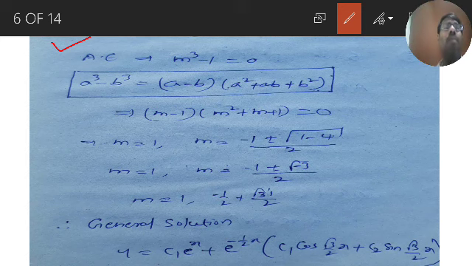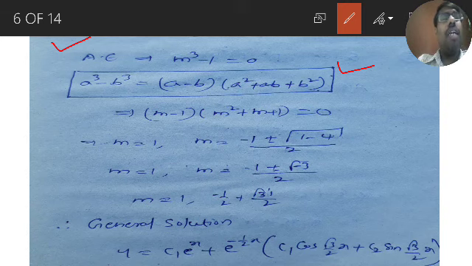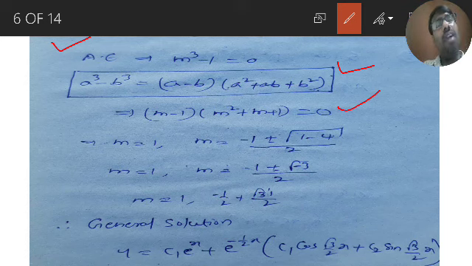A cube minus b cube is a minus b into a square plus ab plus b square. So this is my formula. At place of a we are having m and at place of b we are having 1. So write m in place of a and 1 in place of b. A minus b means m minus 1, a square is m square, ab is 1 into m, b square is 1 square, which means 1. So what you got is m minus 1 into m square plus m plus 1 is equal to 0.